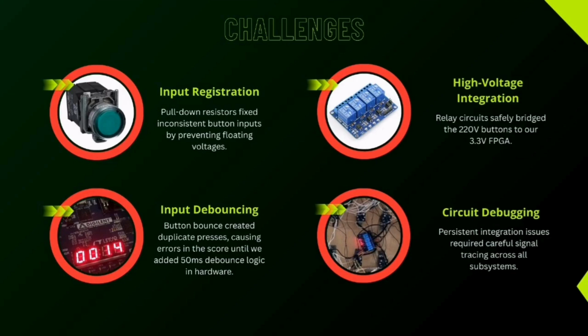A critical hurdle was interfacing industrial 220 volt buttons with our 3.3 volt FPGA. After extensive research, we implemented relay-based isolation circuits, solving the voltage mismatch while maintaining safety and reliability. Our third technical challenge was input debouncing. Debouncing errors initially corrupted our scoring system. We resolved this by implementing a 50 millisecond hysteresis check in our Verilog code, ensuring clean signal registration for accurate scorekeeping.